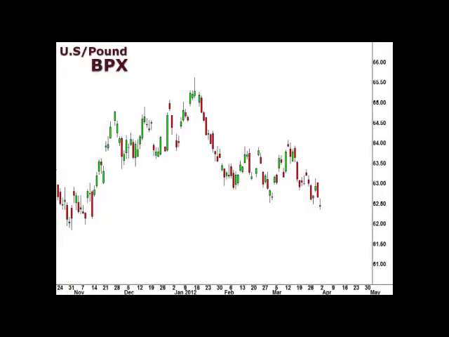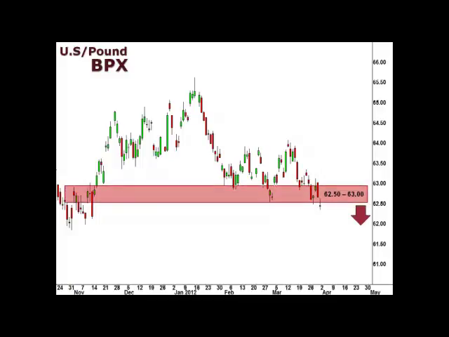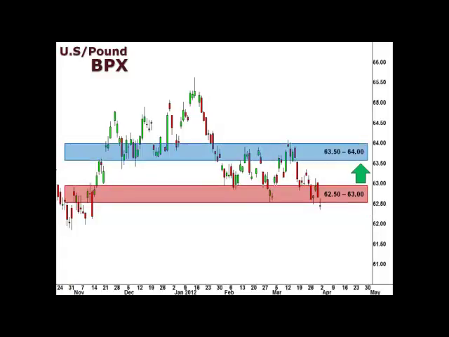Let's take a look at the BPX, the US dollar versus the British pound. Well, the BPX broke below support at 62.5, and this suggests a continuation to the downside. We need to see a reversal and subsequent break above 63 to signal a move higher. 63.5, 64 remains a key overhead resistance level.